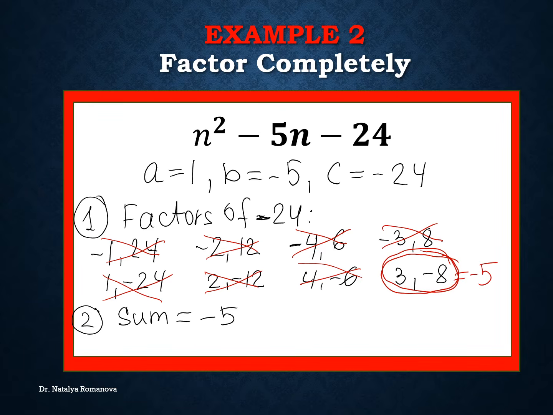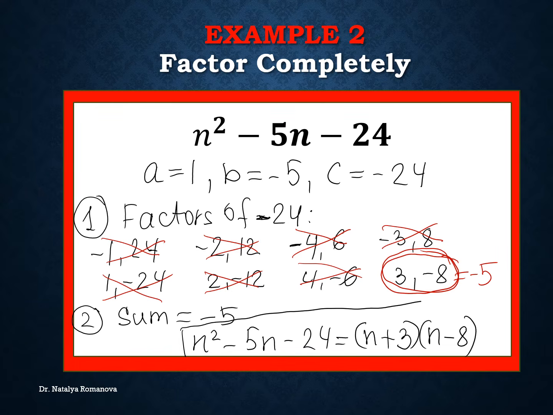So now we can write the answer. n squared minus 5n minus 24 equals, we can write like a product (n)(n), and now we take our couple, plus 3 and minus 8. It is the factored form of our n squared minus 5n minus 24.